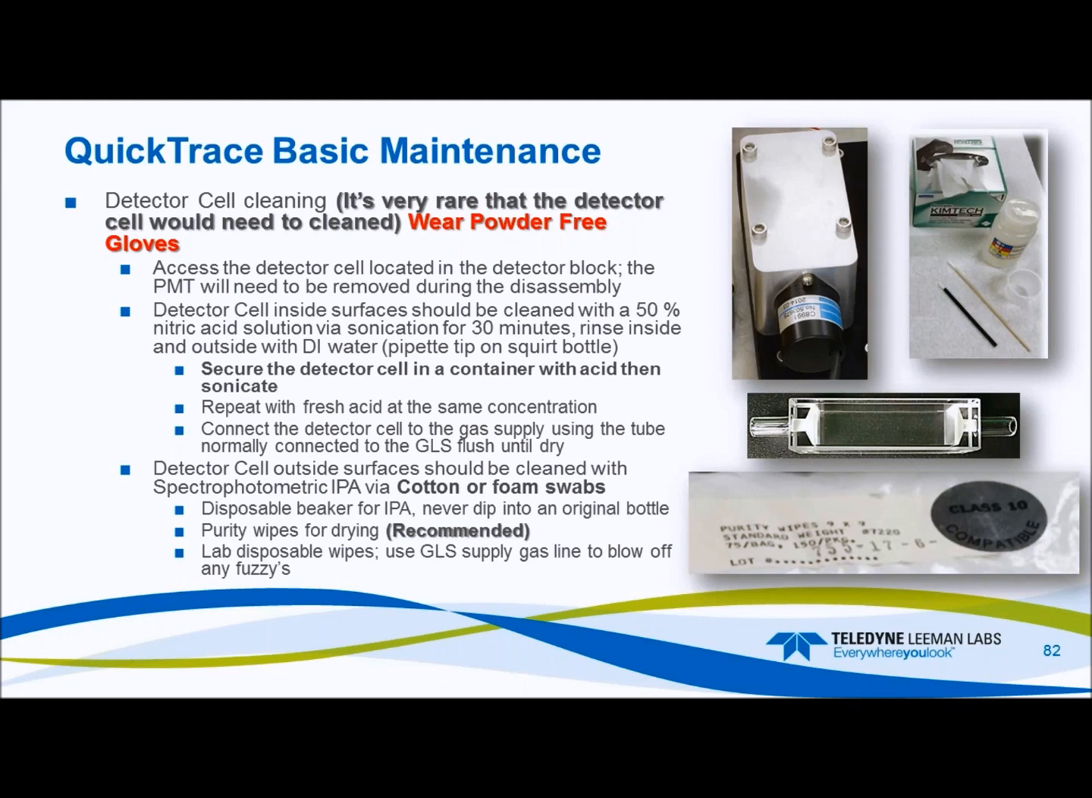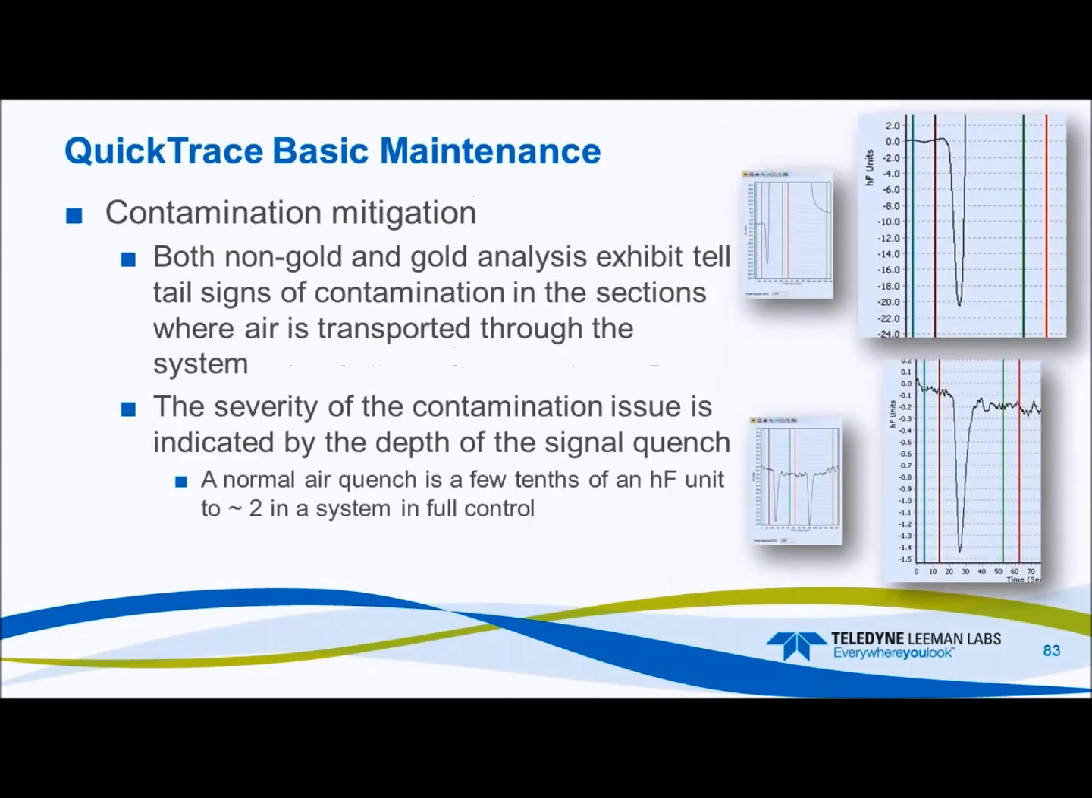Always pour out the IPA into a disposable beaker, because you can contaminate the IPA if you do it the other way. And also, once you put the system back together, if you have problems, it's hard to source where that problem is. And then you can use the gas from the supply out front to blow off any fuzzies from the outside of the detector cell, and then put it all back together.